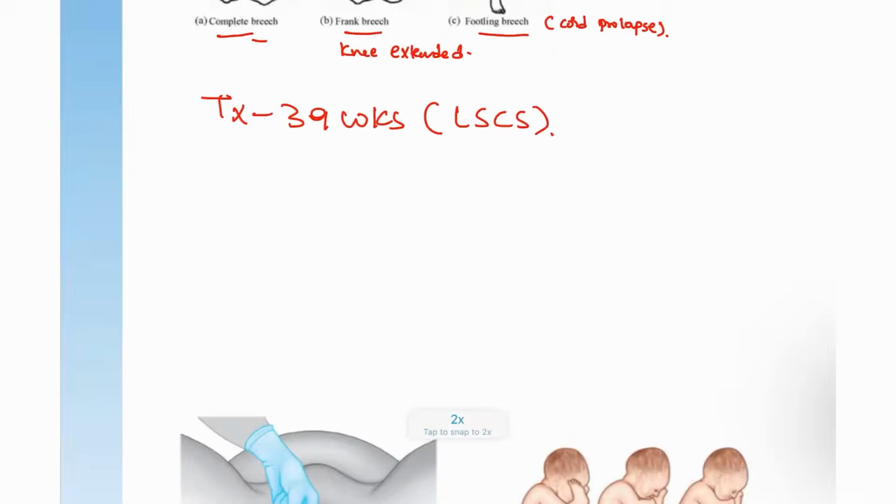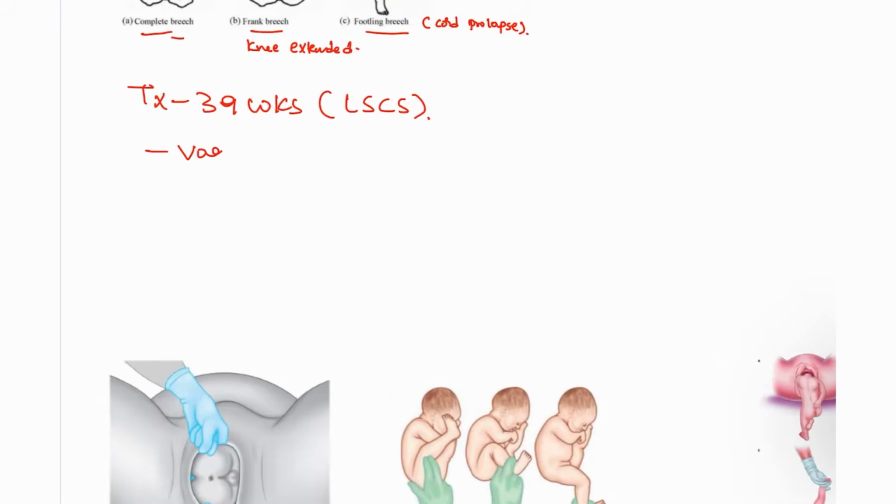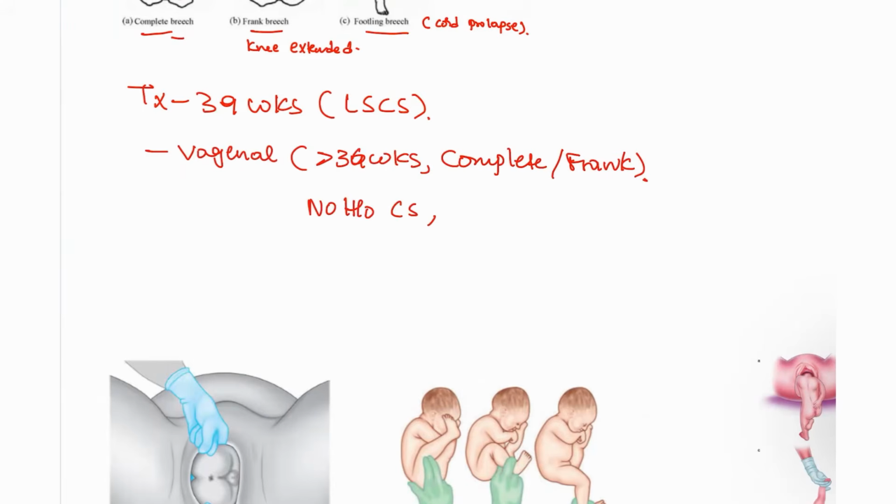So we can try for the vaginal delivery. What are the criteria for the vaginal delivery? Usually the mother should be at 36 weeks of gestation, and it could be either complete or frank breech. There should be no history of previous cesarean section or any bleeding disorders. Only then do we proceed with vaginal delivery, and you must always be ready with the cesarean section setup.